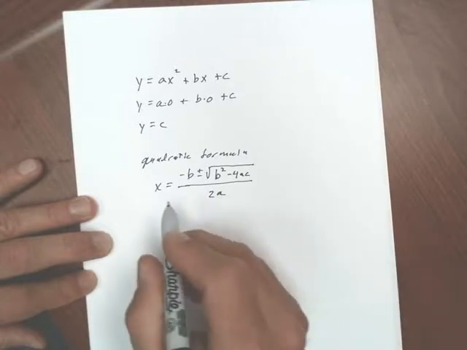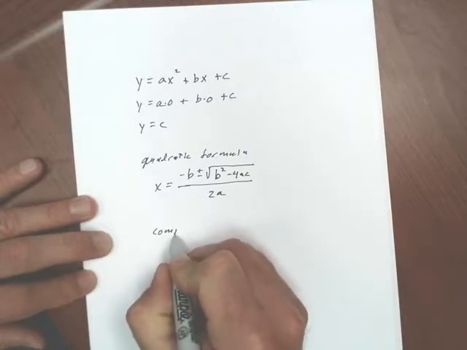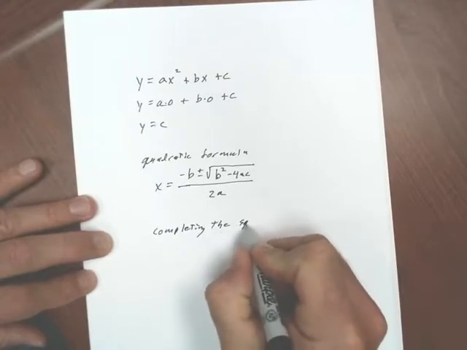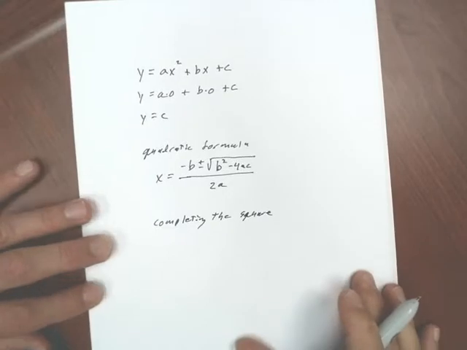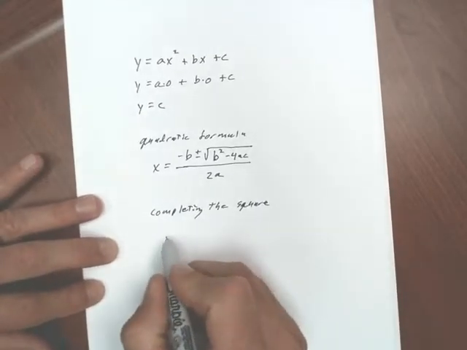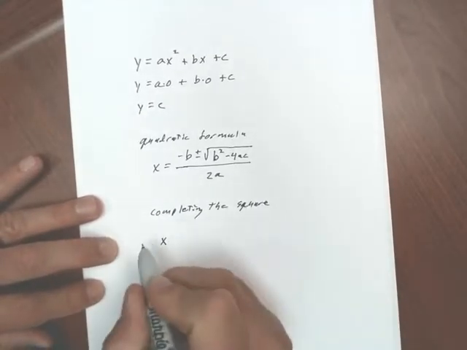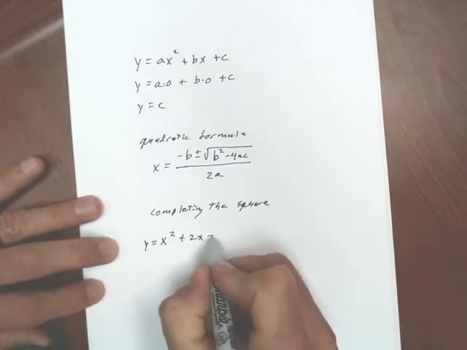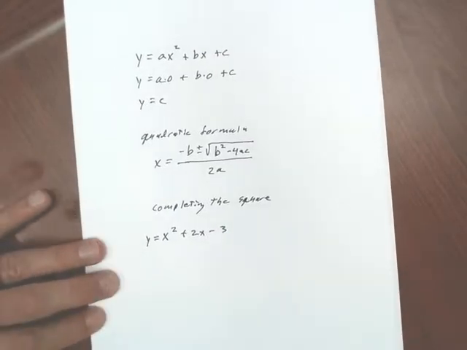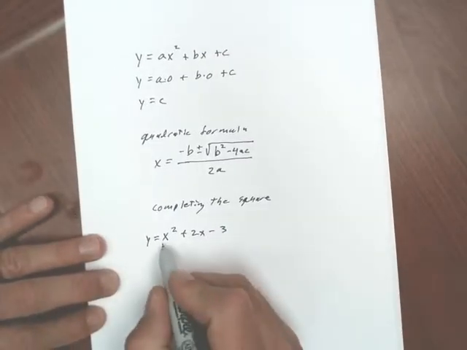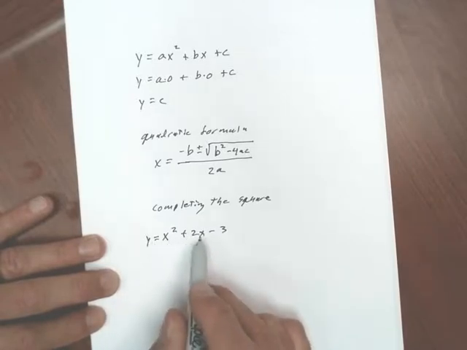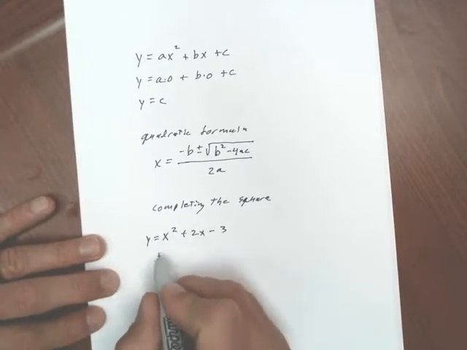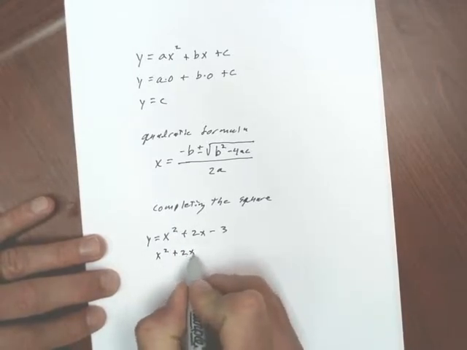Or you could do something called completing the square. Completing the square goes something like this. Assume you have y equals x squared plus 2x minus 3. We set this equal to 0, because that's where you're going to find x's intercepts, when y is 0. So we get x squared plus 2x minus 3 equals 0.